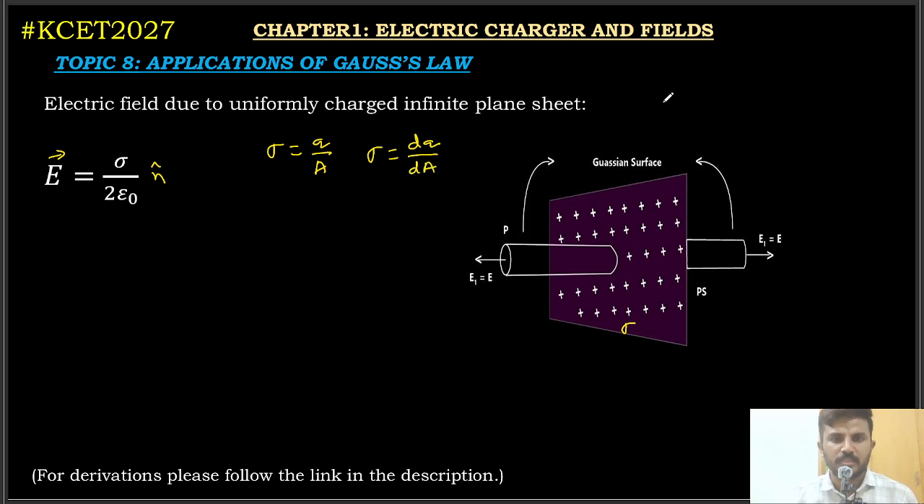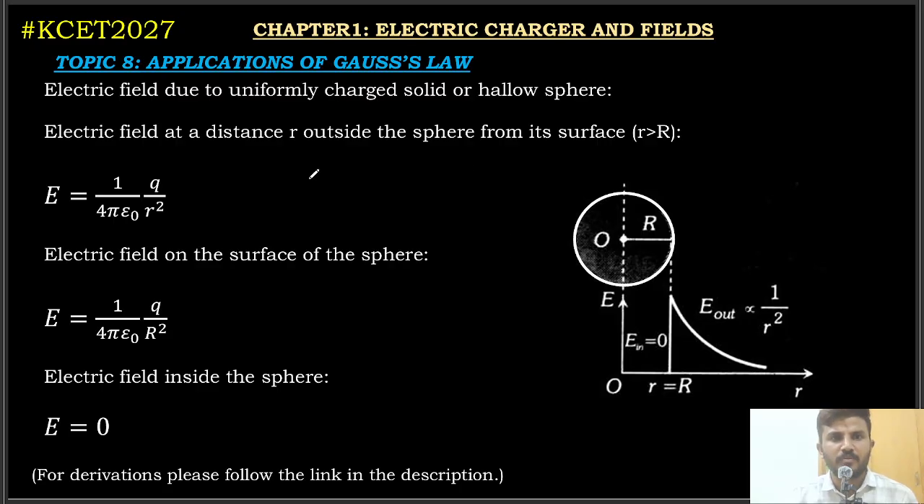Clear? Yes. Then we have the electric field due to a uniformly charged solid or hollow sphere, especially a conducting sphere. Let's consider a conducting sphere. It may be a hollow sphere or a solid sphere. So, the electric field at a distance r outside the sphere.